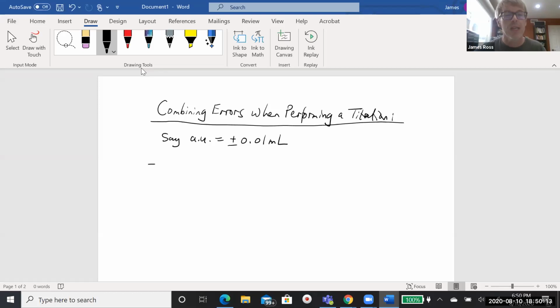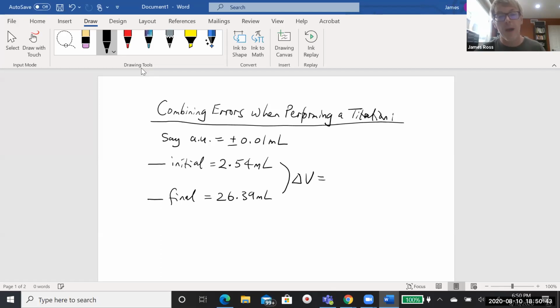And let's say we measure an initial volume of 2.54 milliliter. And we measure a final volume, hopefully at the equivalence point, if we've done it correctly, of 26.39 milliliter. So we've got a volume difference of the final value minus the initial. We have to preserve two decimal places. So this would be 23.85 milliliter.